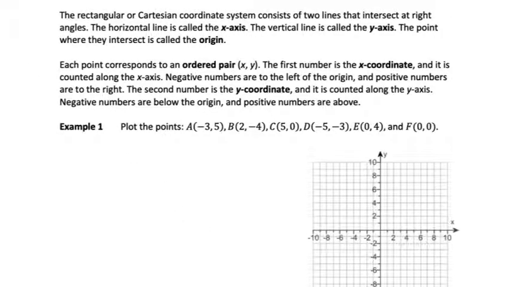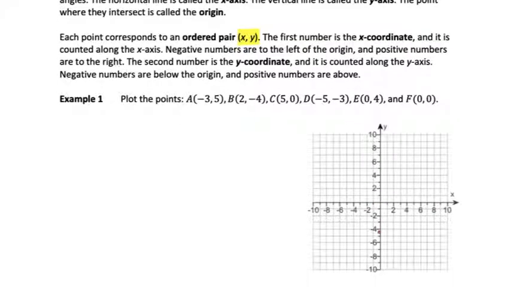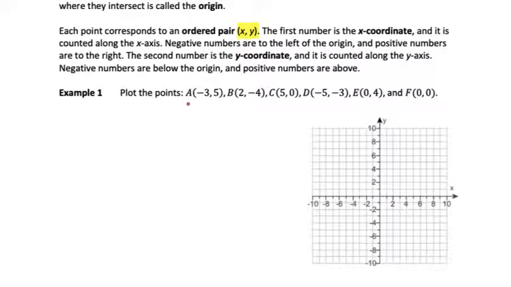We have ordered pairs, which is how we represent points in the rectangular coordinate system. We have parentheses around the ordered pair. The first number is the x-coordinate. The x-coordinate we count along the x-axis, negative numbers to the left of the origin, positive numbers to the right of the origin. The y-coordinate we count along the y-axis, negative numbers are below the origin, positive numbers are above the origin.